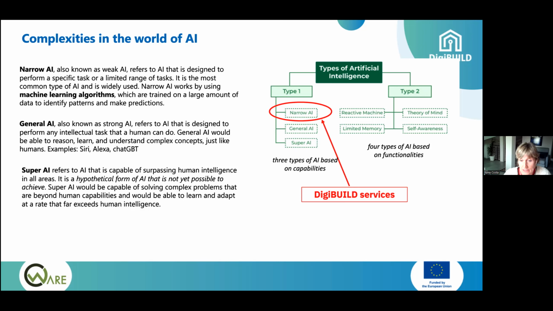And then there's another category called super AI, and at this stage this is a hypothetical form of AI, because they envisage that at some point, this super AI will be able to surpass our human intelligence. That's a completely different angle to go in.